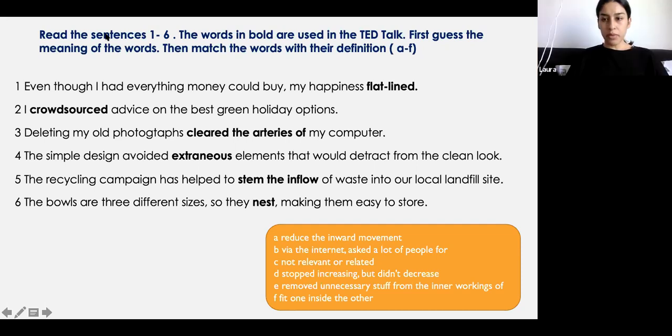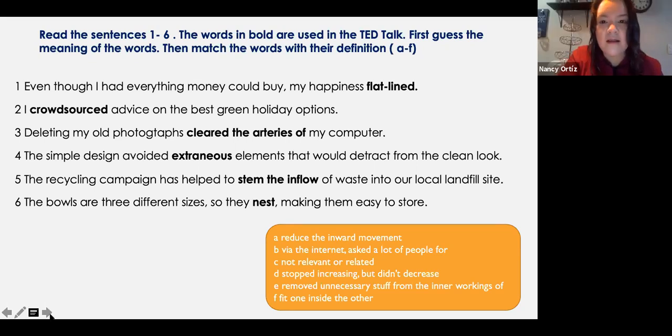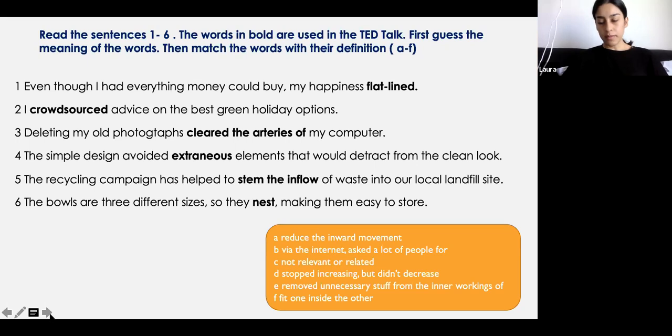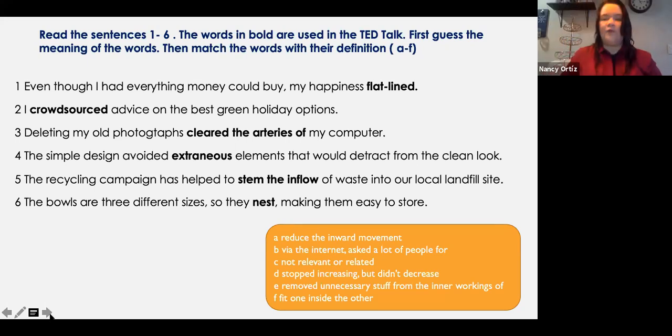Would you repeat both, please, for me? The both options, stem inflow and the other. Yes. The first one is flatline. What is the meaning of flatline? We can use this in medicine when we talk about hearts. When the heart stops, you flatline, you die. This is the meaning of my happiness flatline. It means my happiness stopped. I died.